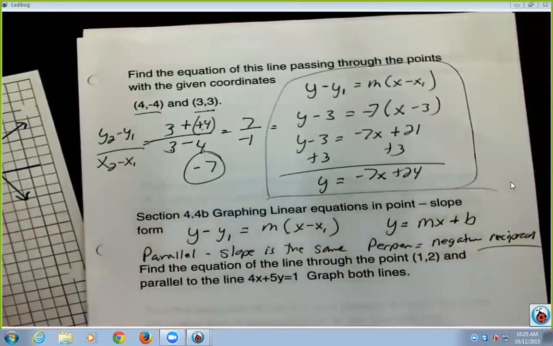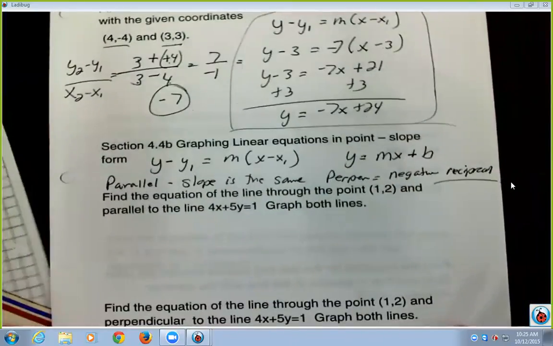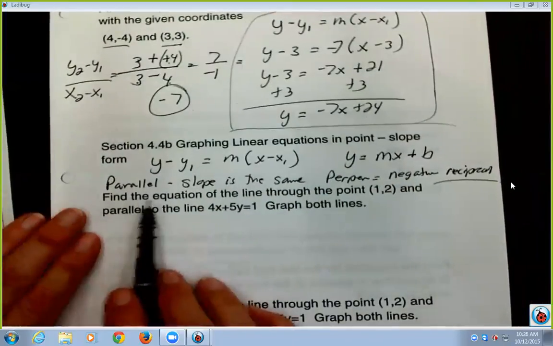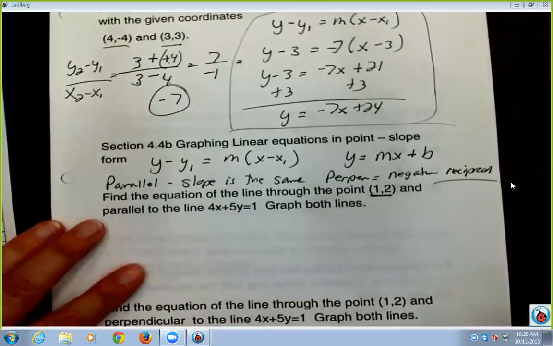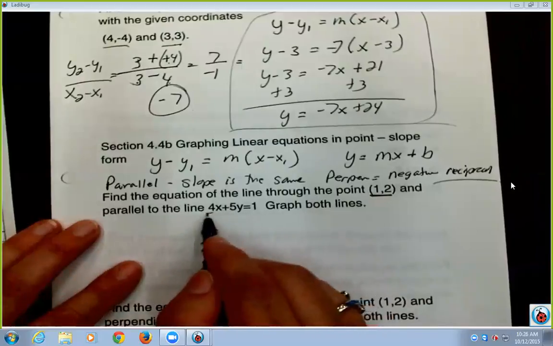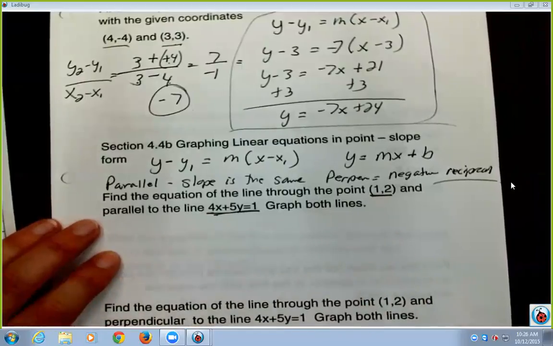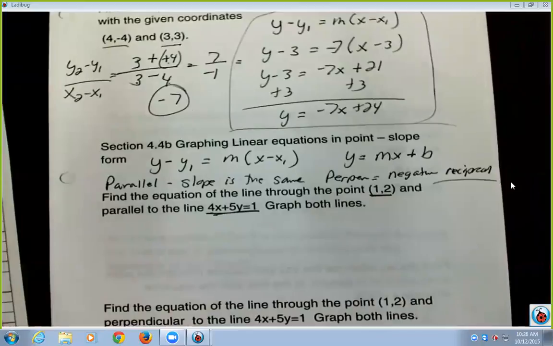So that we need to have in there. So when we do those, we have to be careful with that. Okay, so if I read the first statement here, it says find the equation of the line through the point 1, 2 and parallel to this line. Graph both lines. Okay, so what in the world does that mean?